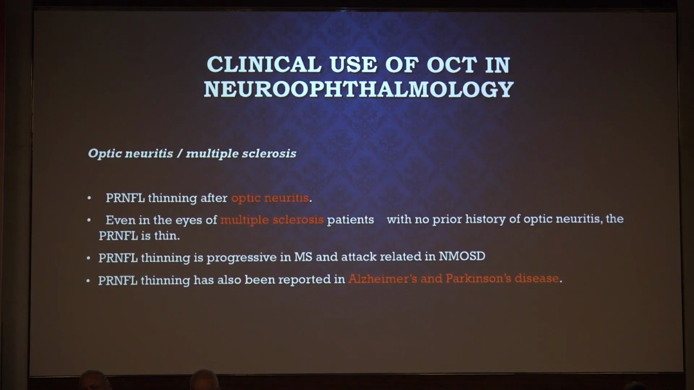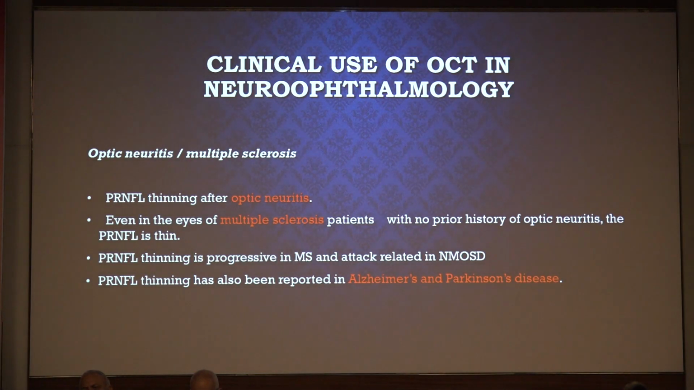Now, how is it important? The play of these two things, we'll see in the clinical use of OCT in neuro-ophthalmology, our today's topic. So, in optic neuritis, what we see is there is thinning of the RNFL, peripapillary RNFL. What is important is that it is not attack-based. That is, even if the patient has not had optic neuritis, has multiple sclerosis, then just like patients with Alzheimer's and Parkinson's, they show a progressive thinning of the RNFL. The same thing happens in multiple sclerosis.